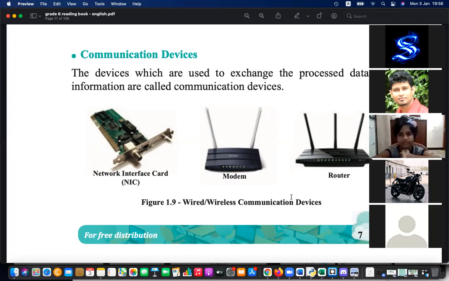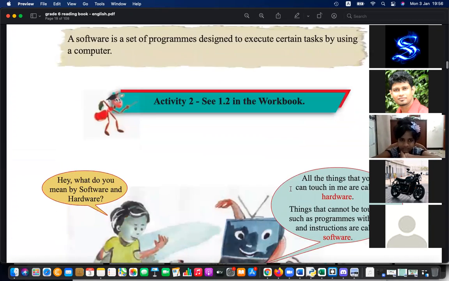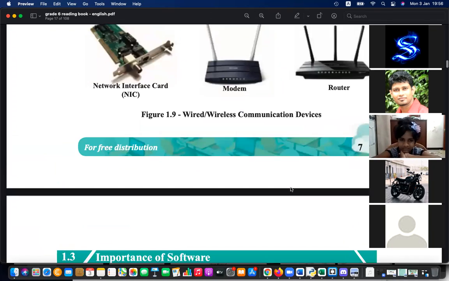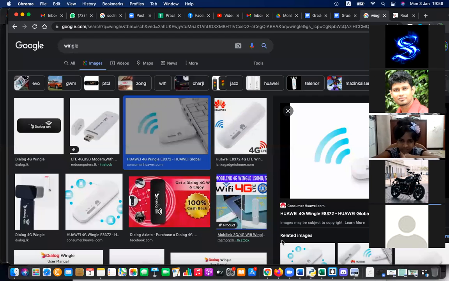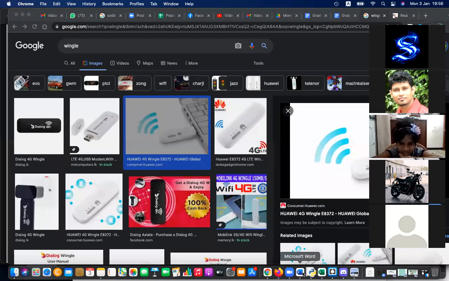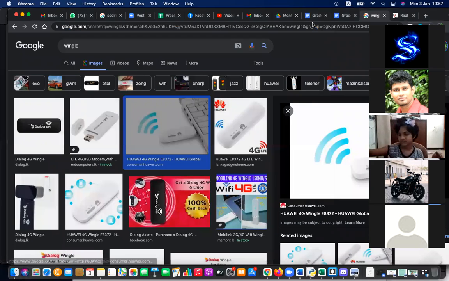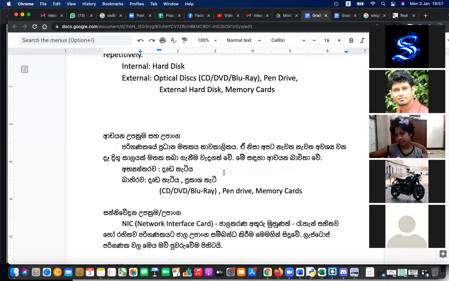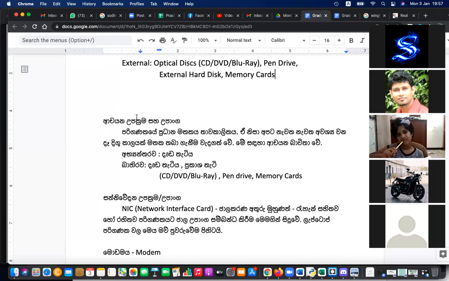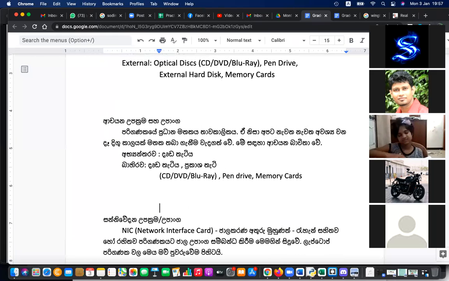Okay, let's write a small explanation about these devices, because it's very important to know about these devices. Please write down in your note. You can write down: Communication devices.